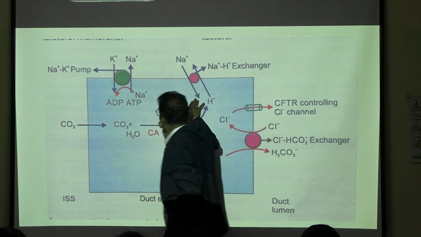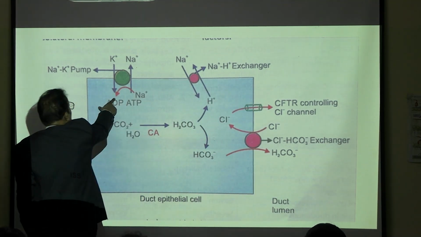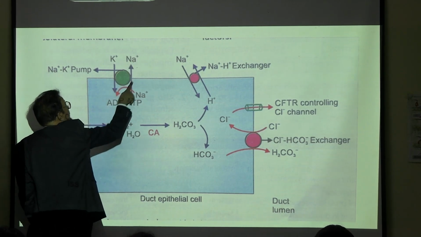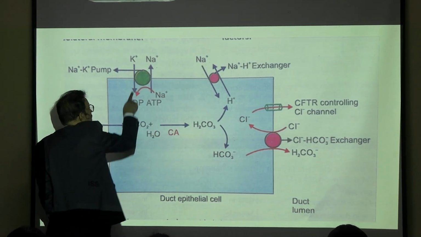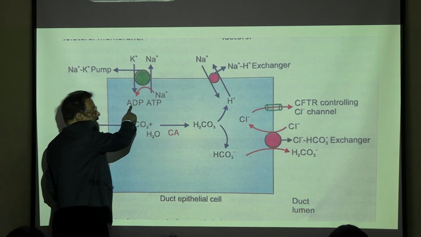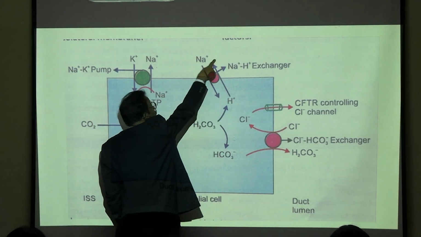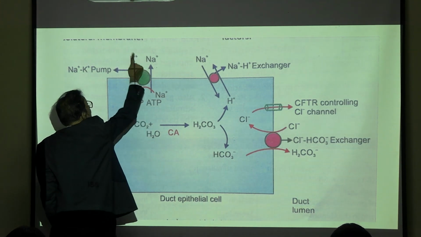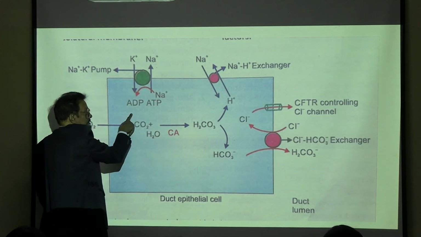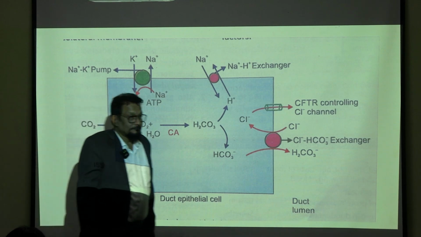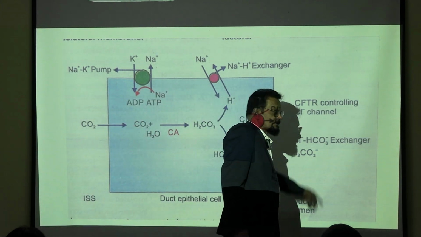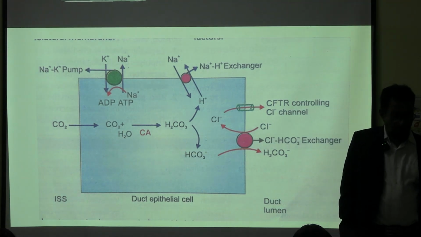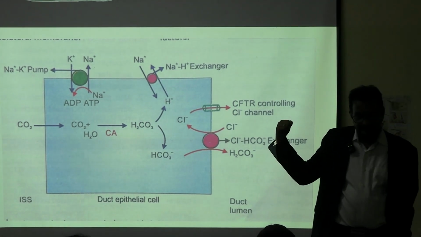But the sodium will not be allowed to stay here, that will be sent back to the plasma by this pump. In exchange, potassium ion will be entering. Okay, so this hydrogen will be coming out, sodium will enter. This sodium ion will be pumped out and potassium ion will be entering. This is the process by which bicarbonate is formed. Can you understand this?